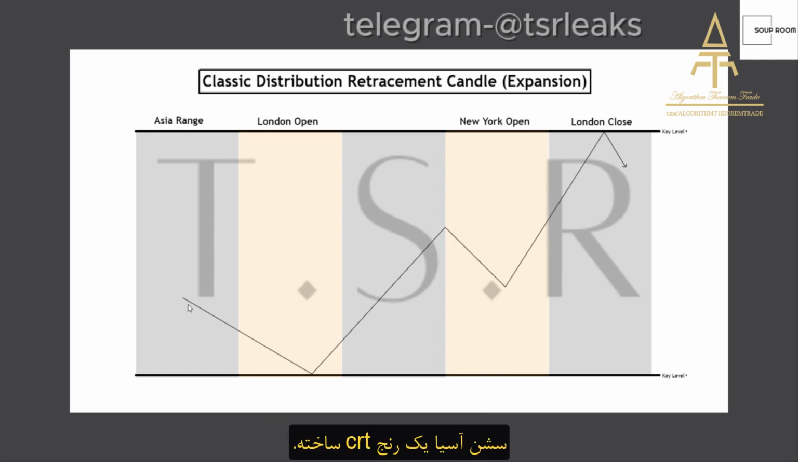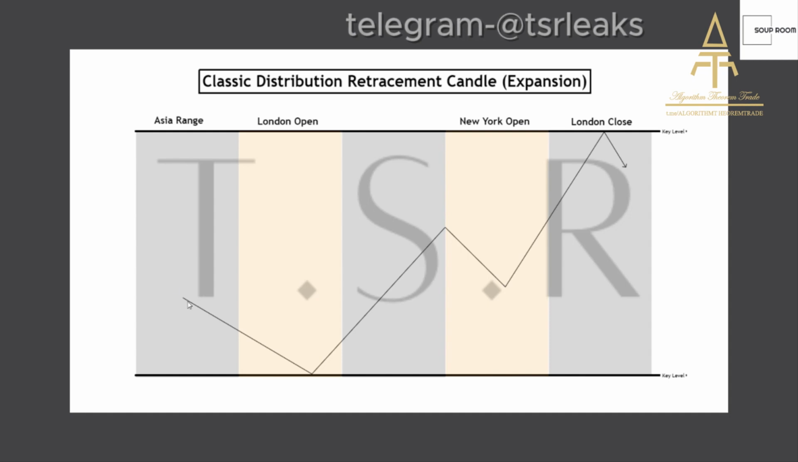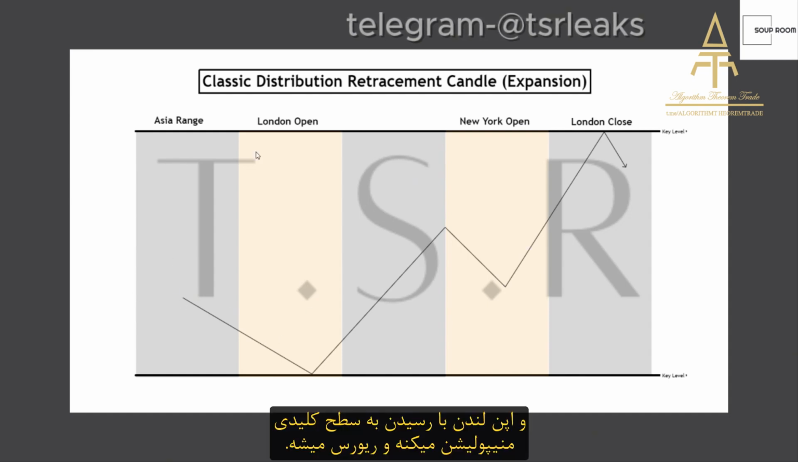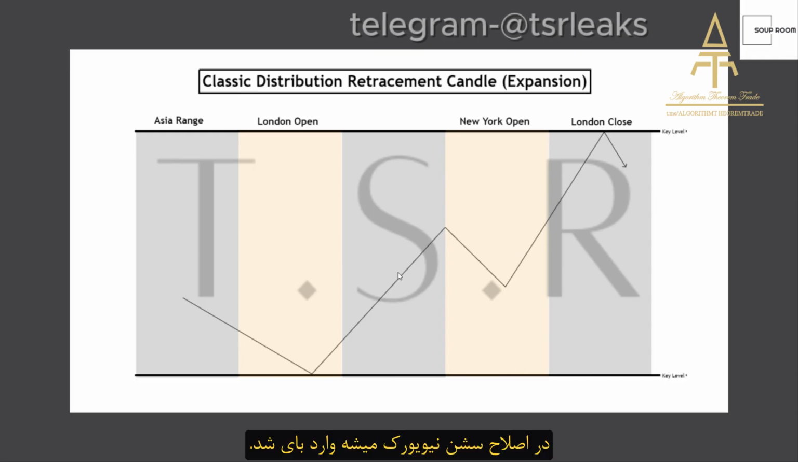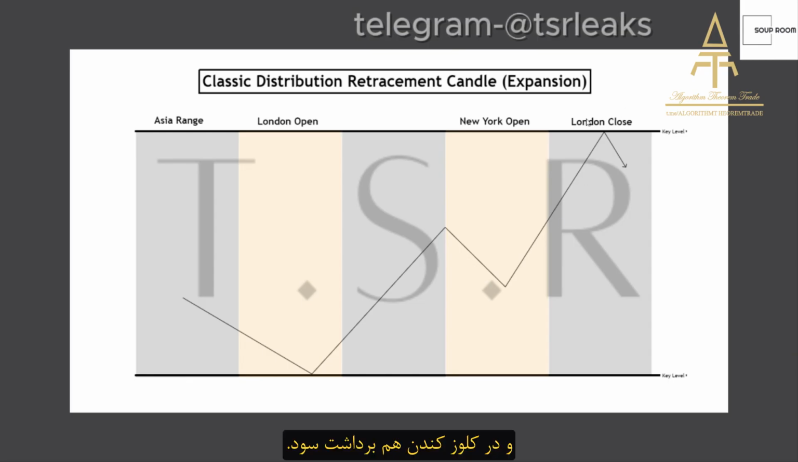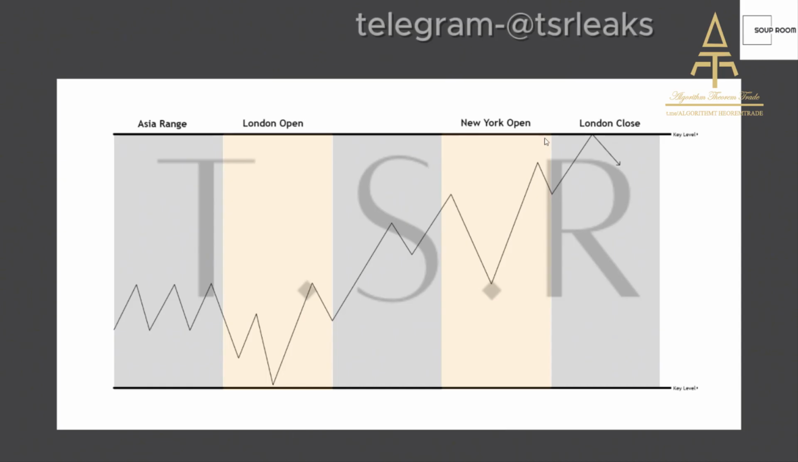We would have Asia session range forming a CRT range, right? So Asia session creating a range, London Open manipulating that range, tapping a key level, causing a reversal expansion through the London lunch into the New York Open. Then we get a retracement, can get an entry long here, and taking profits in the London close. Let's break this down some more.